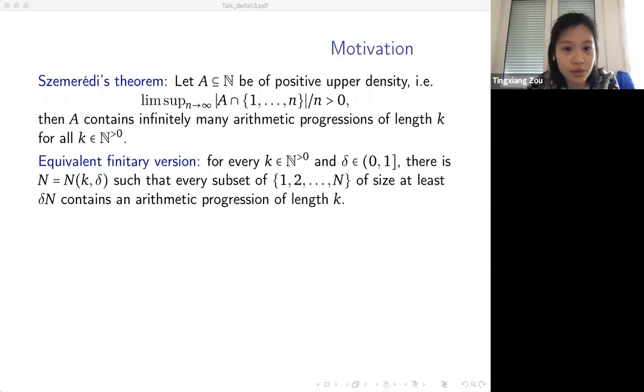Morning, as I'm ready, Szemerédi's theorem. I will repeat.